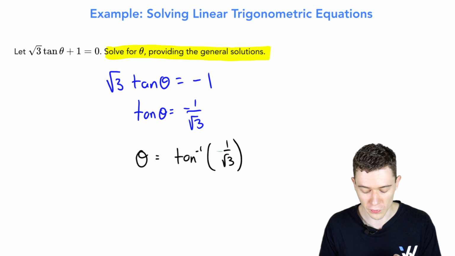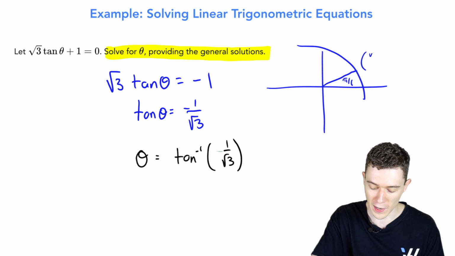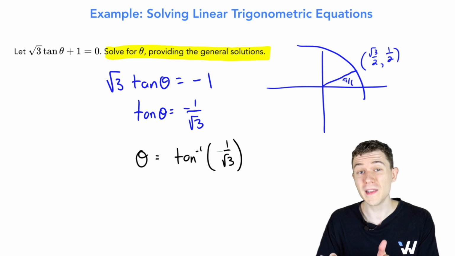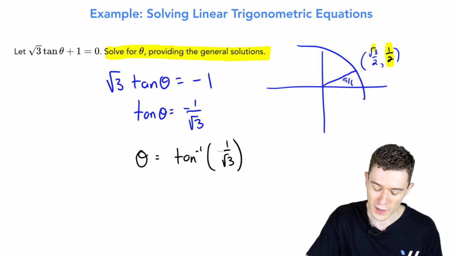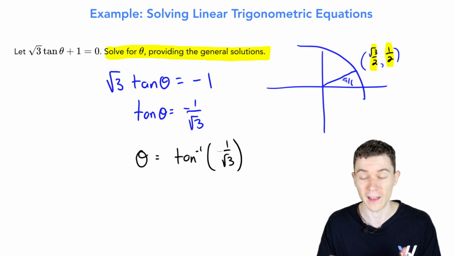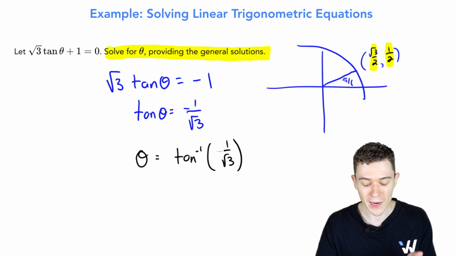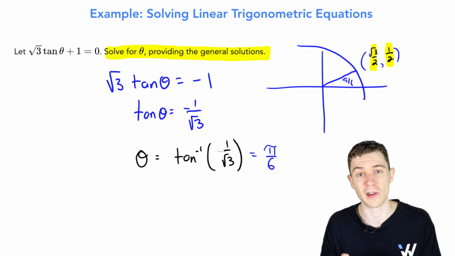1 over square root of 3, if you look on the unit circle at pi over 6, we would see that cosine of pi over 6 is square root 3 over 2, sine of pi over 6 is 1/2. Knowing that tangent is sine over cosine, y over x, 1/2 over square root 3 over 2 would be our answer for tangent here, and those halves would cancel. What I'm trying to say is that tan inverse of this is going to be pi over 6. You could check this with a calculator as well.